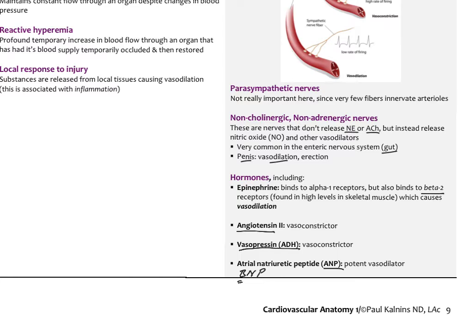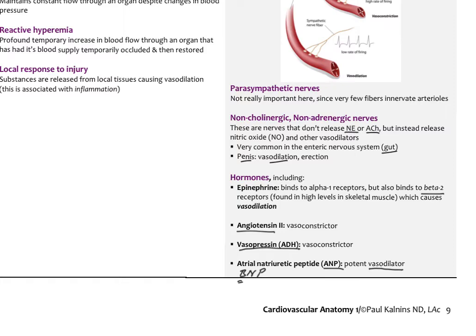stretches the chambers of the heart more. When they get stretched, they're going to release ANP into the blood. That travels in the blood to your kidneys, and then it causes the kidneys to diurese, to eliminate fluid volume. It also acts as a potent vasodilator in the periphery. So the heart can regulate blood pressure and diuresis.